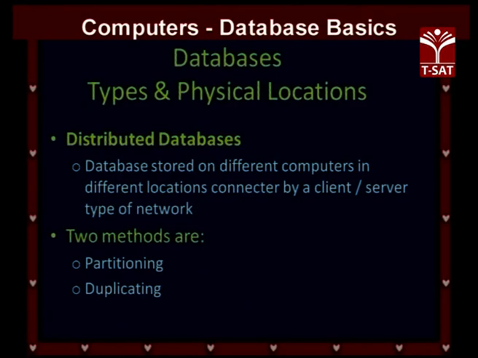Similarly, we have something called a distributed database. A shared database is within a building. A distributed database is one where the database is in different places. Data is stored on different computers in different places, like client-server architecture. So in different locations we can get the data. That is called a distributed database.